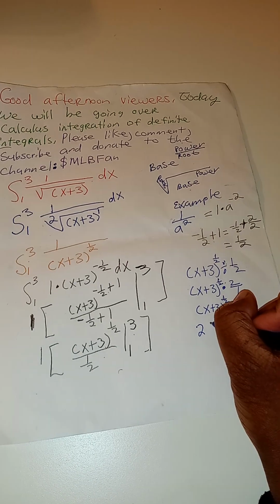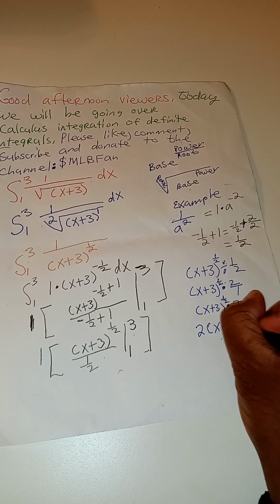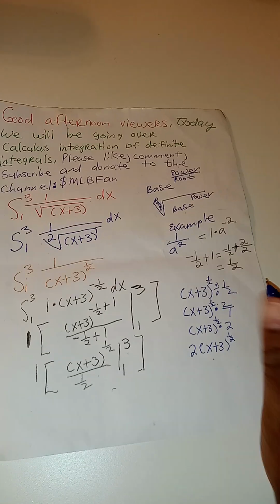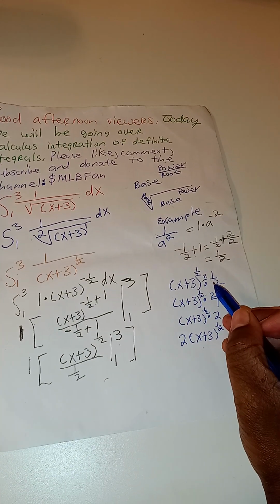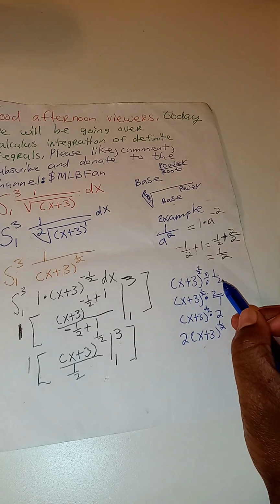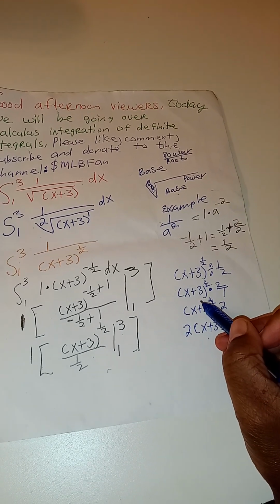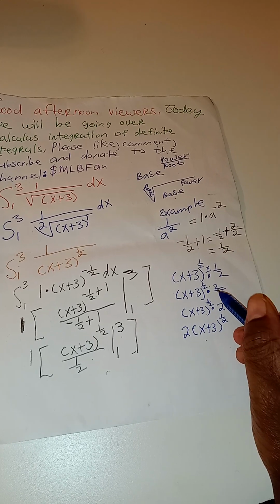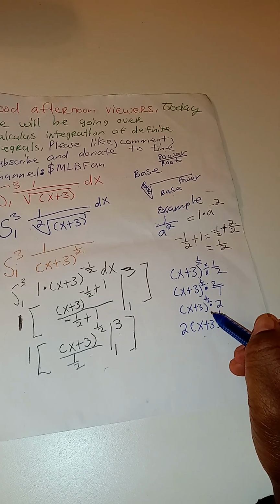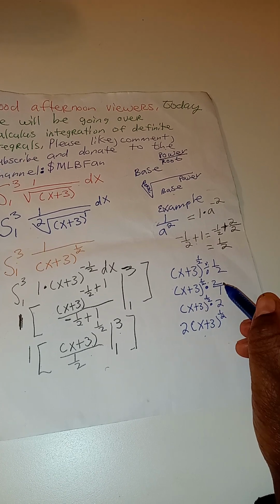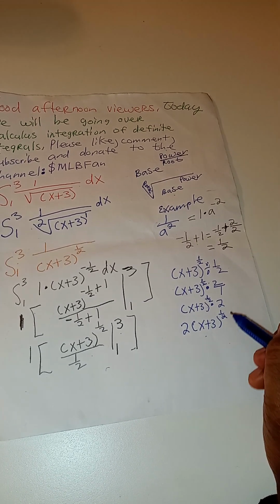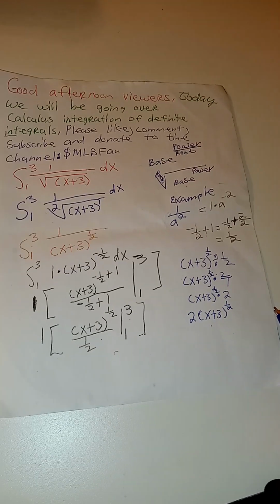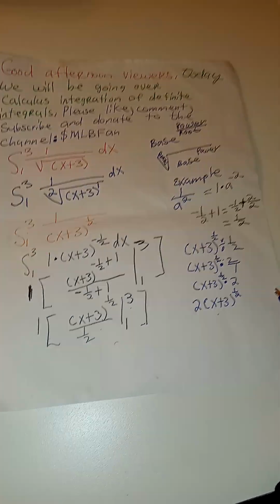So it will be 2 times x plus 3 to the 1/2 power. We first started with x plus 3 to the 1/2 power divided by 1/2. So x plus 3 to the 1/2 times 2 over 1 when we multiply it by the reciprocal. So x plus 3 to the 1/2 times 2, because 2 divided by 1 is 2. And then we rotated the 2 up front to obtain 2 times x plus 3 to the 1/2 power.